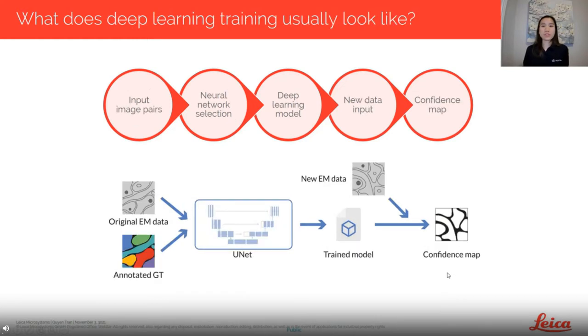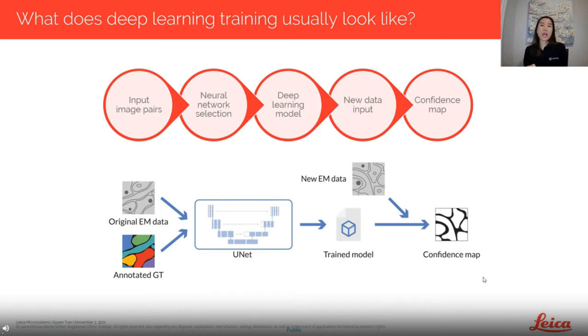I also want to briefly show you what this could look like for EM segmentation. Just because the image pair here is going to be slightly different, we're looking at the original data and the annotated or segmented results that you have. Again, we feed this into a particular model and we get a trained model, which now we can input new EM data. And typically what this creates for you is a confidence map. The reason why it's called a confidence map is that for each of these pixels, the intensity correlates to how confident the software is that this is your object of interest.